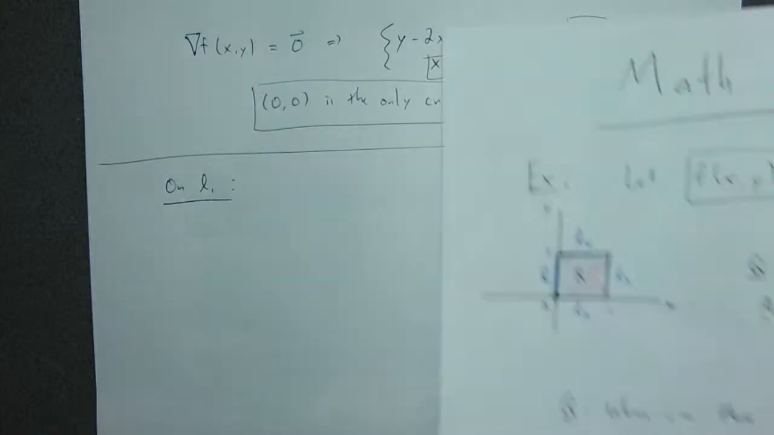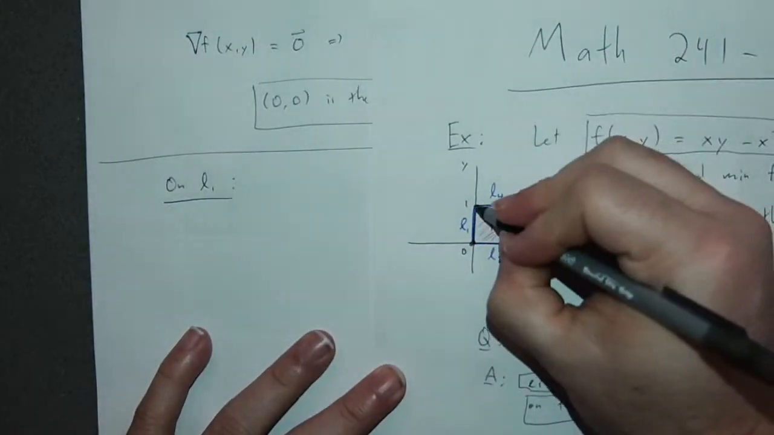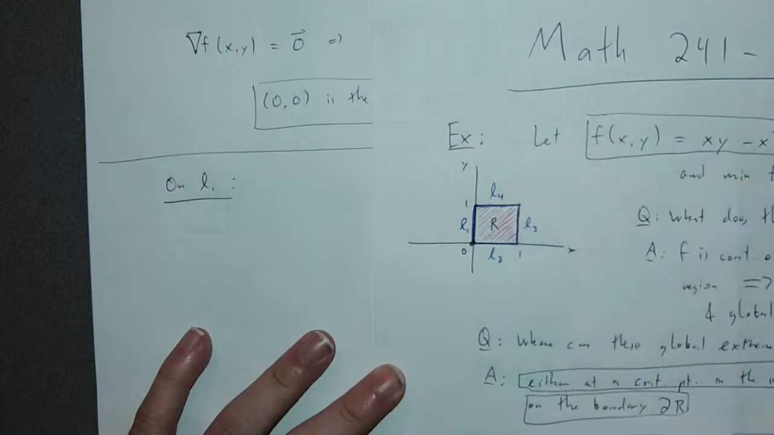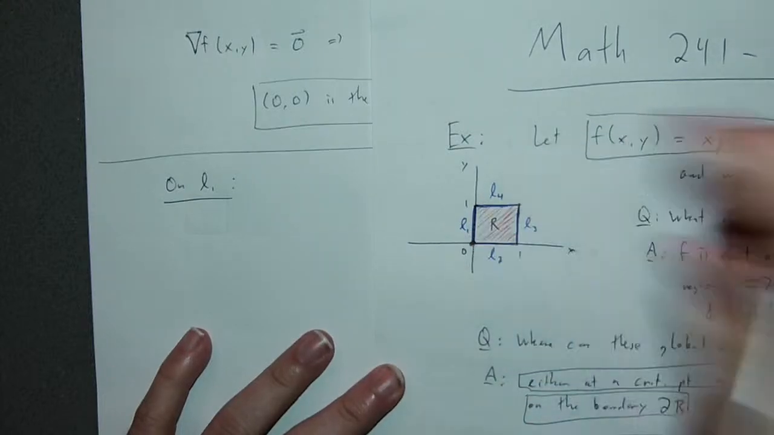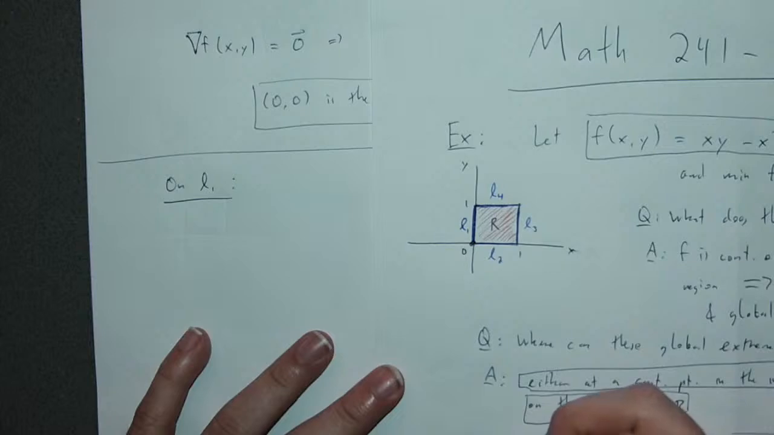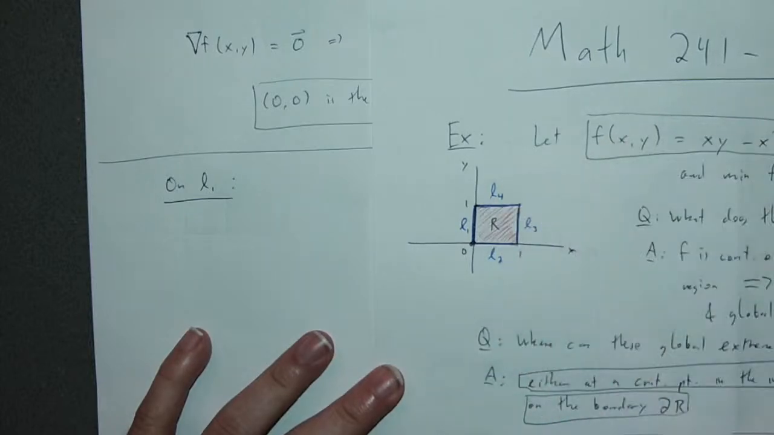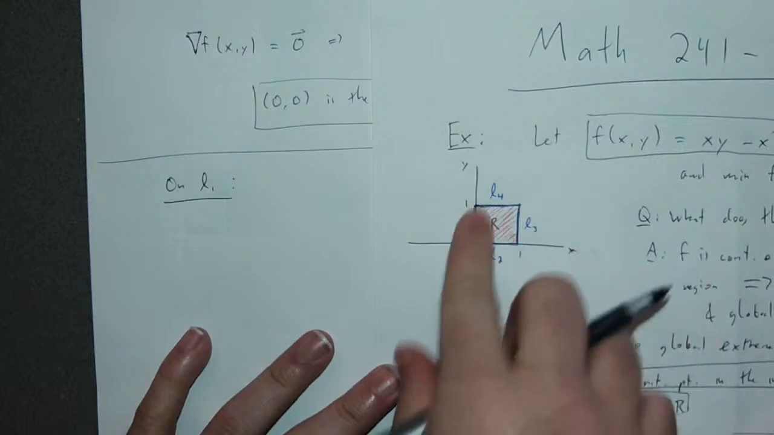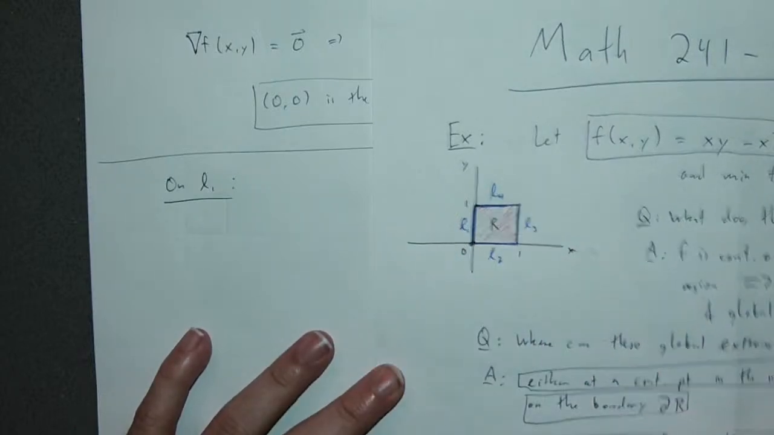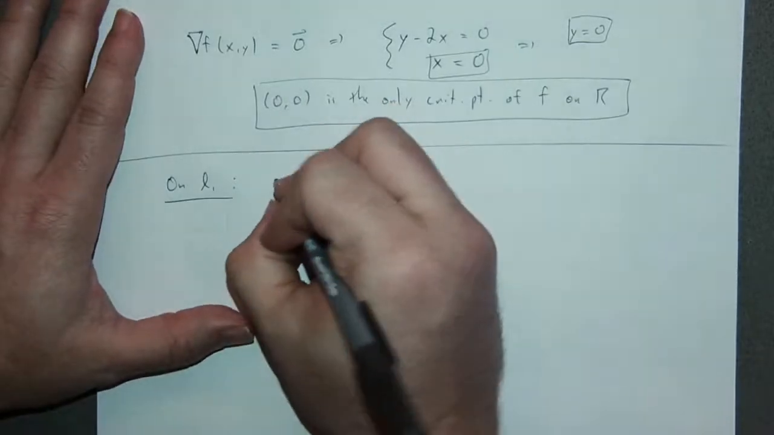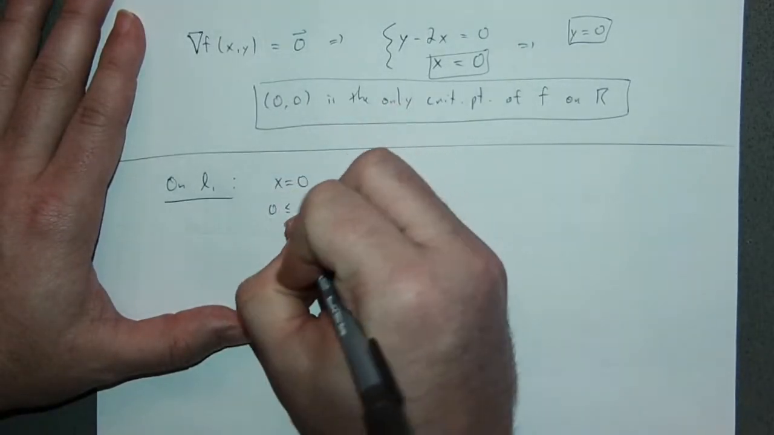So just to bring that back for a second. L1 is this little strip. On this little strip, what's changing and what's staying the same? On this little strip, this is a strip of the y-axis. On this y-axis, x, of course, is 0 the whole time, and y is changing, right? So on L1, x is equal to 0, and y is between 0 and 1.